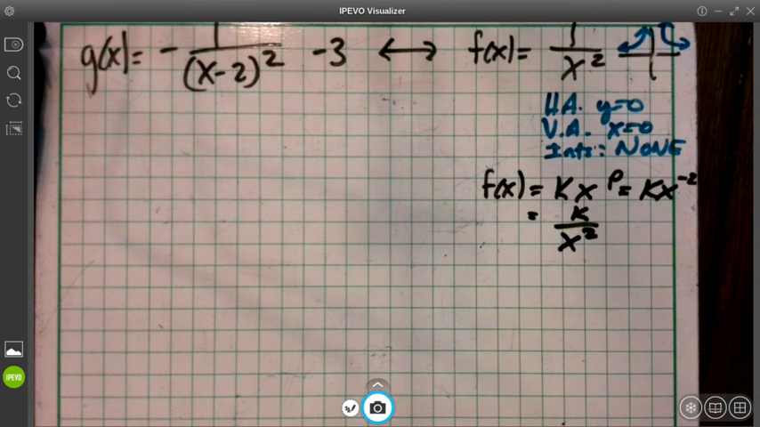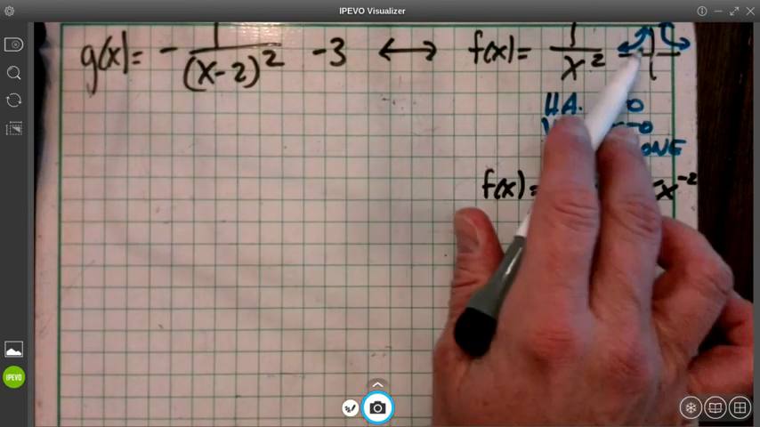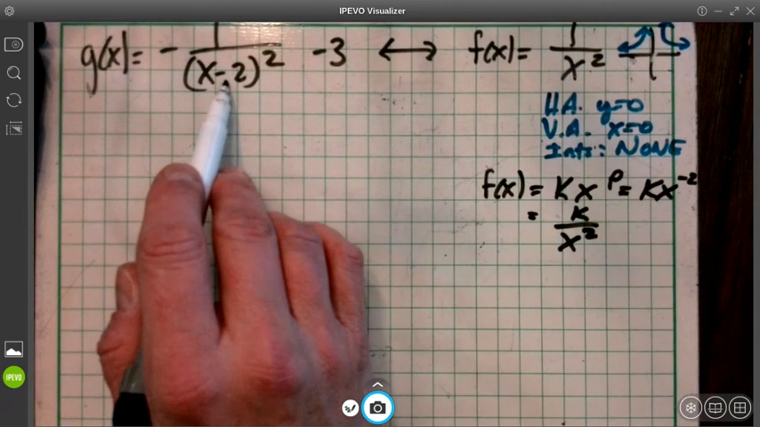K over x squared. All right, so now if we're living there, what does this negative sign do? Well, that's going to reflect this graph way over here over the x-axis, all right? What does that do? It shifts it right 2, down 3.